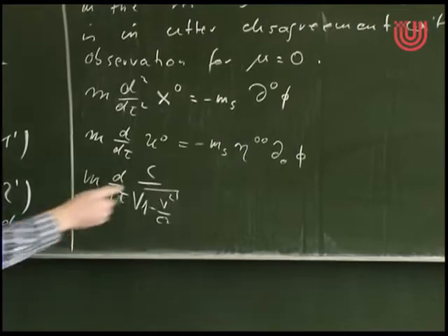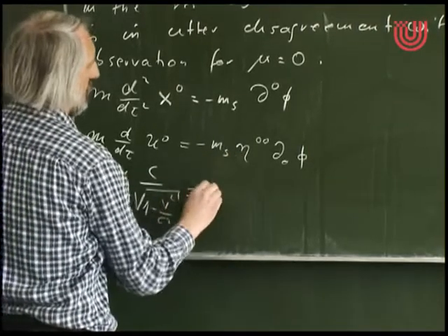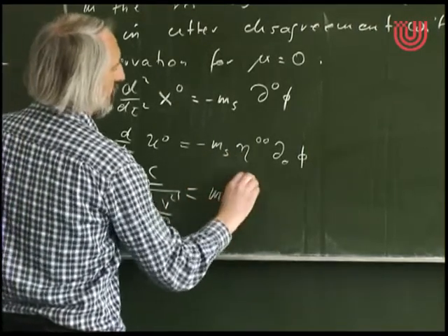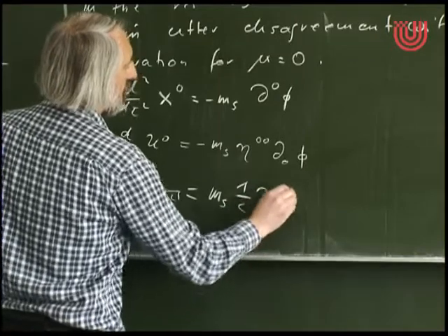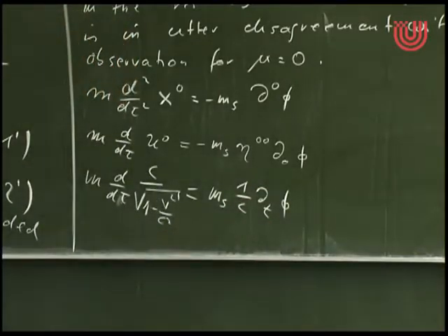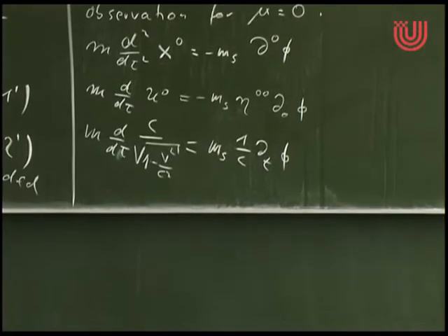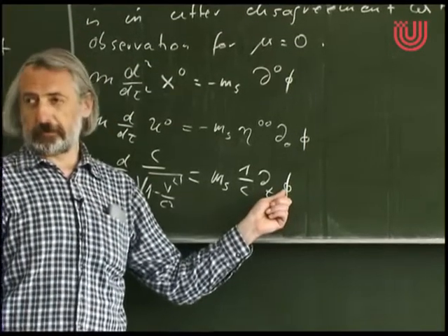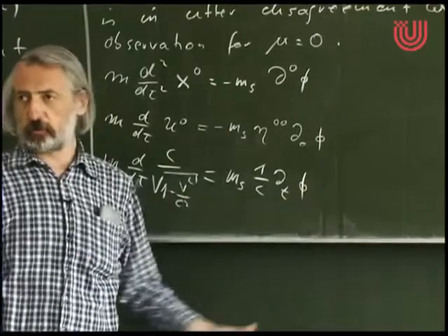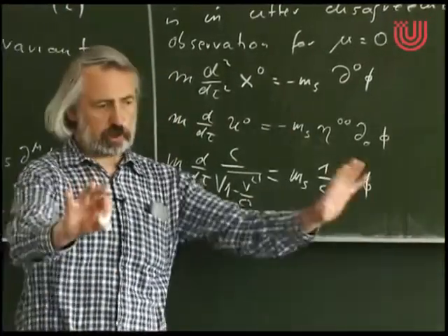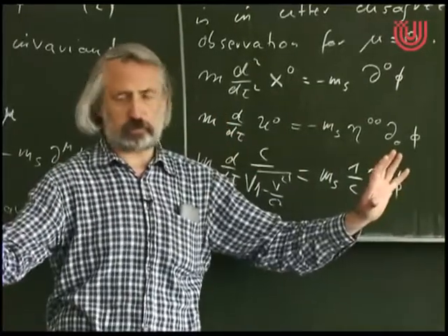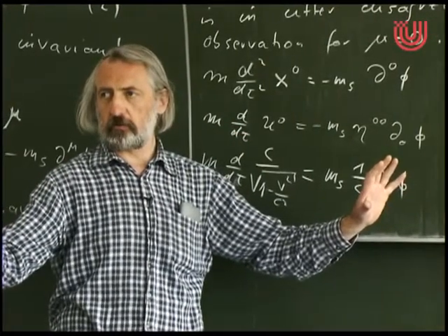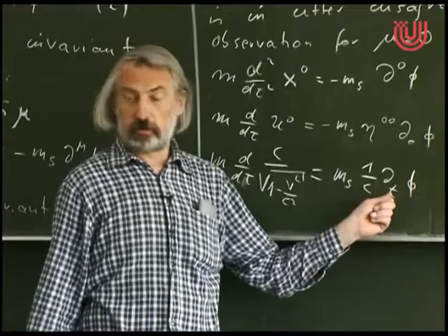And on the right hand side I have a minus 1 here, so I get a plus m_s, and that's 1 over c ∂_t φ. And now look at this. Is this a reasonable equation? No, it's obvious nonsense. Consider the case that φ is time independent. Okay, we have a gravitational field which is independent of time, so my masses are just at rest in the system I'm considering. Then this would be zero.